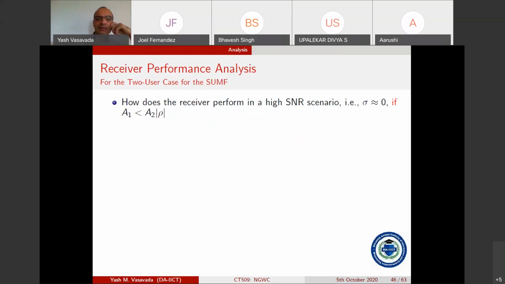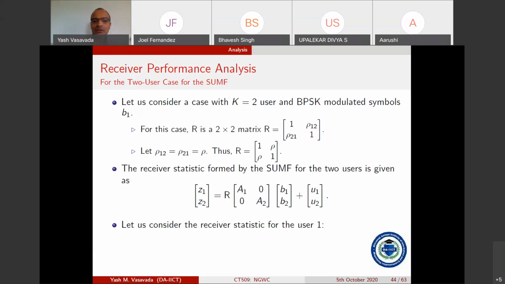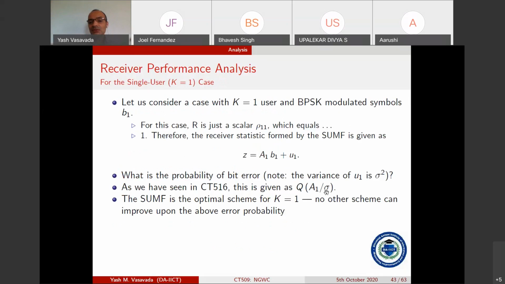Okay, now let us do some thought experiments. And let us assume that A1 is less than A2 times magnitude of rho. And let us even ignore the noise entirely. Remember, if noise is not present, if it was just the standard single user case, if I took this rho to be nearly 0, then this argument of Q function will become nearly infinity, and therefore the answer will be nearly 0. Q function will be 0. Basically, in absence of noise, the receiver will not make any error whatsoever. The probability of error will become 0.